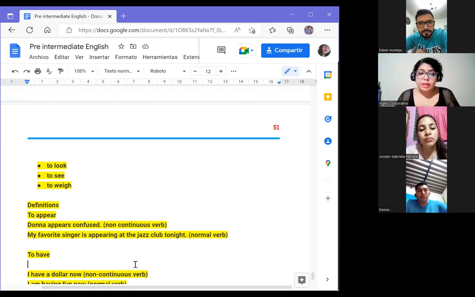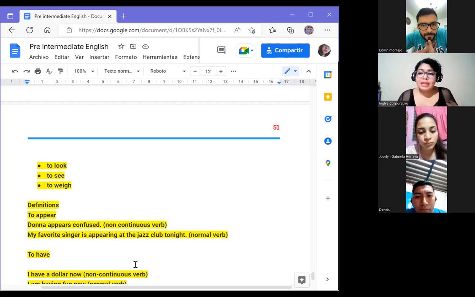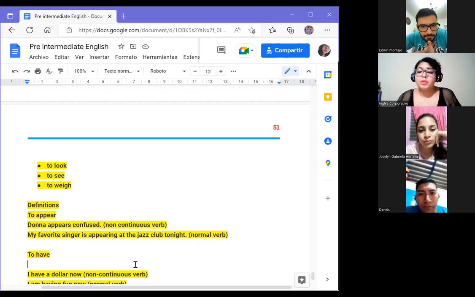And in the second one, it says, my favorite singer is appearing in the jazz club tonight. Mi cantante favorito va a hacer una presentación en mi club de jazz favorito. Entonces, ¿va a hacer qué? Una presentación. Va a, en este caso, cantar. So, in that case, it's a normal verb and we can use the ing form of the verb.